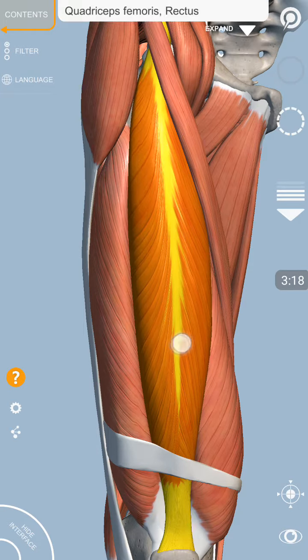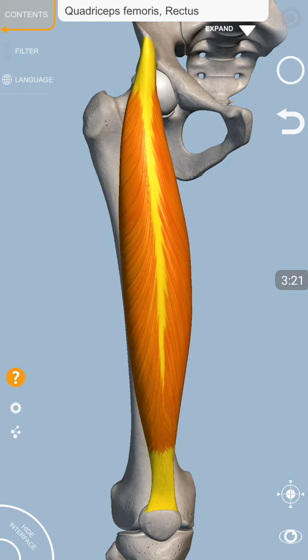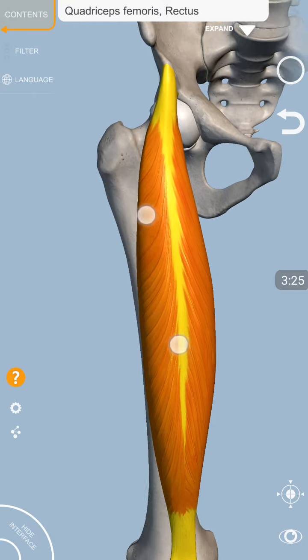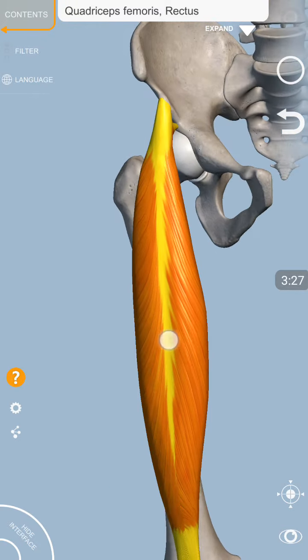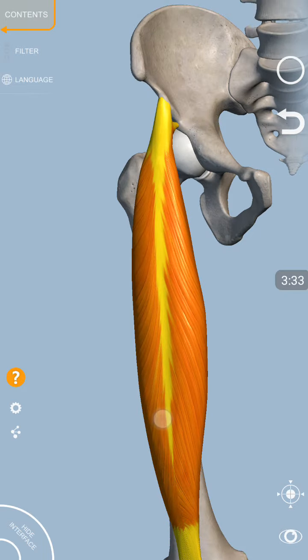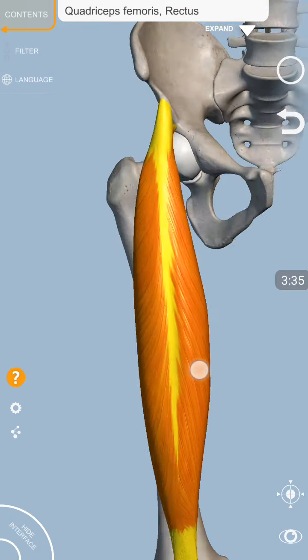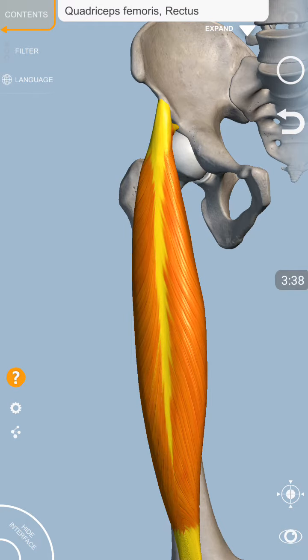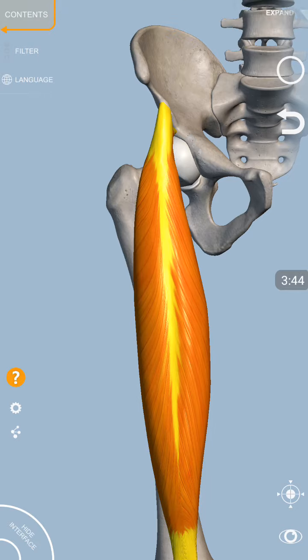First of all, rectus femoris. Rectus means straight and femoris means femur, so this is the straight muscle of the femur. My example is a bipinnate muscle. Pinnate means feather, and look at the muscle fibers: they are arranged like the fibers in a quill or a feather of a bird or hen. So this is a bipinnate muscle.